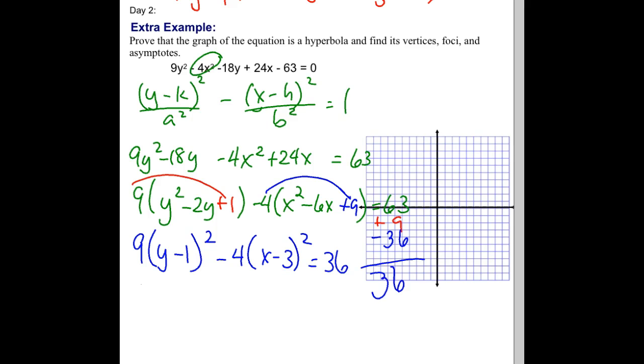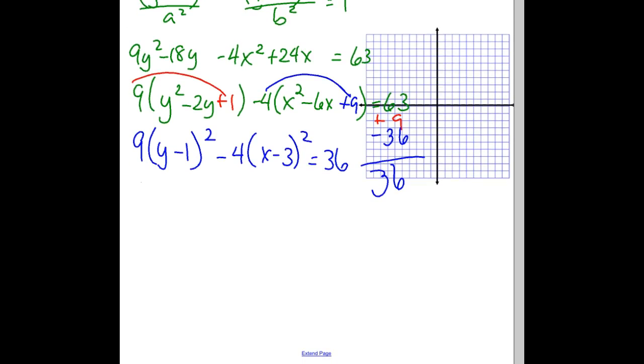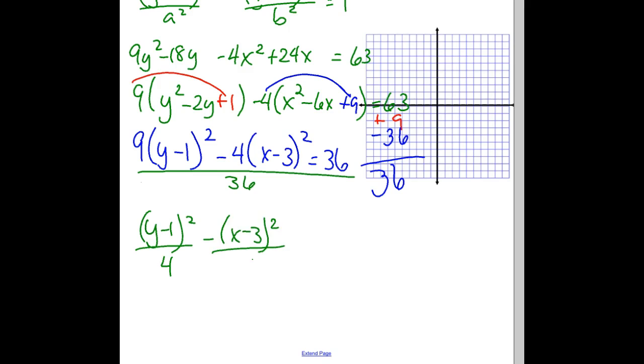And our last step then would be to do what? Divide that 36 out of everything. So we're going to have y minus 1 squared divided by 4 minus x minus 3 squared divided by 9, and it equals the 1 that we need on the right side. So did we get this to look like a regular hyperbola? Okay. What else did they ask for?